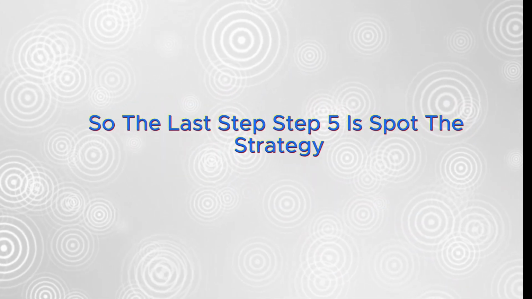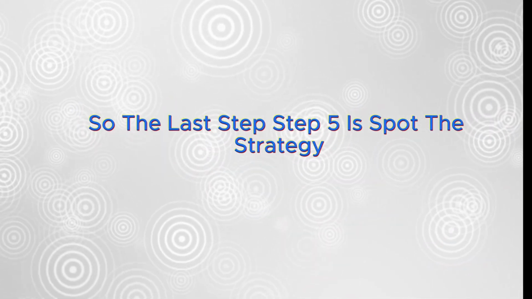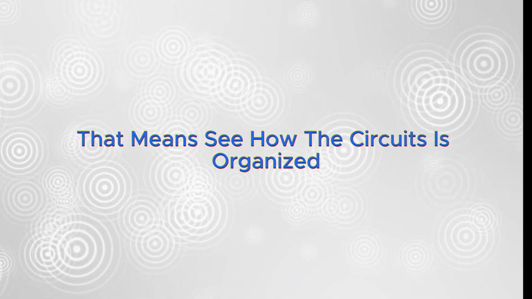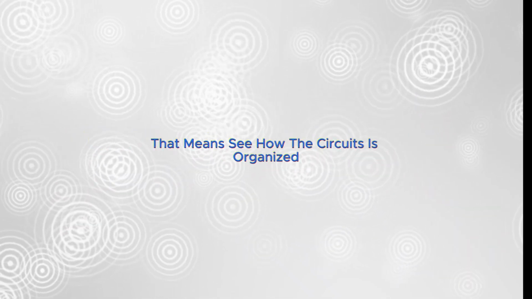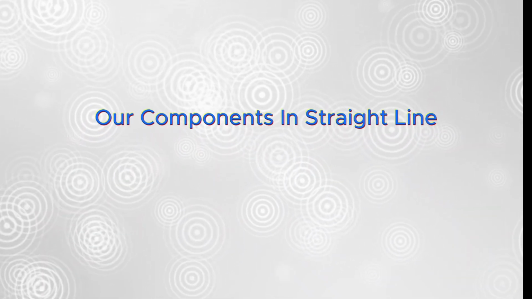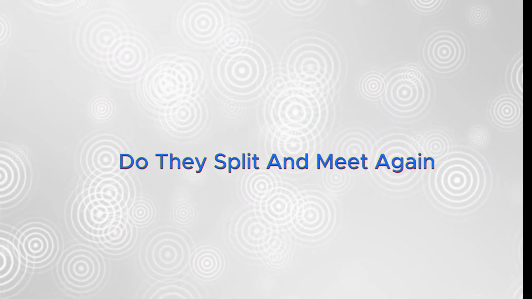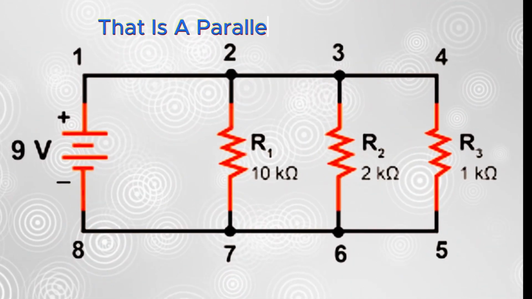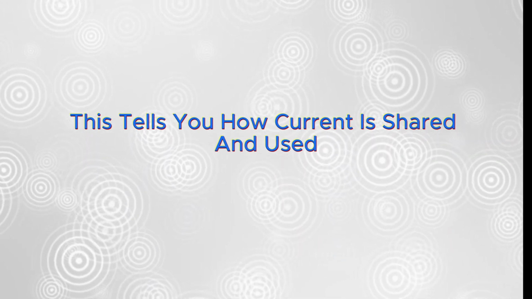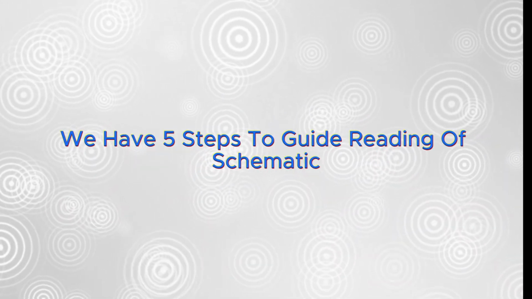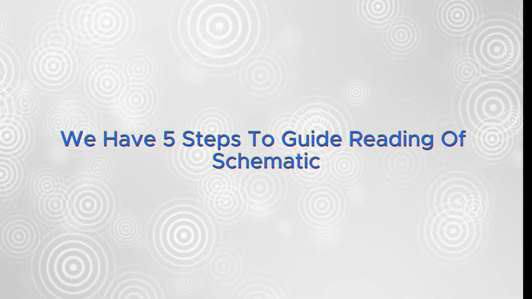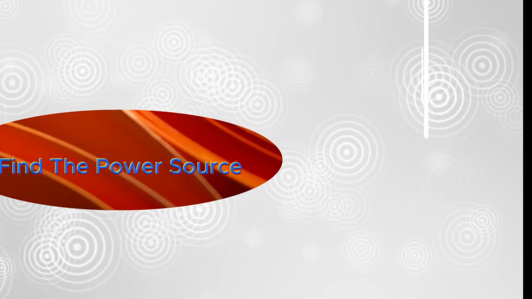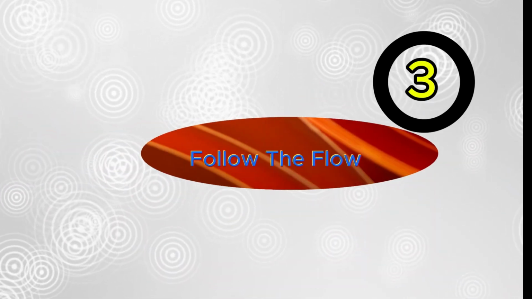So the last step, step 5, is spot the structure. That means see how the circuit is organized. Are components in a straight line? That is a series connection. Do they split and meet again? That is a parallel connection. This tells you how current is shared and used. To summarize, we have 5 steps to guide reading a schematic: know the mission, find the power source, follow the flow, decode the symbols, spot the structure.